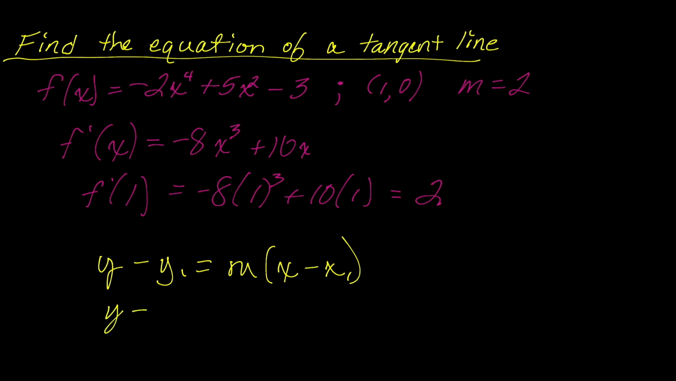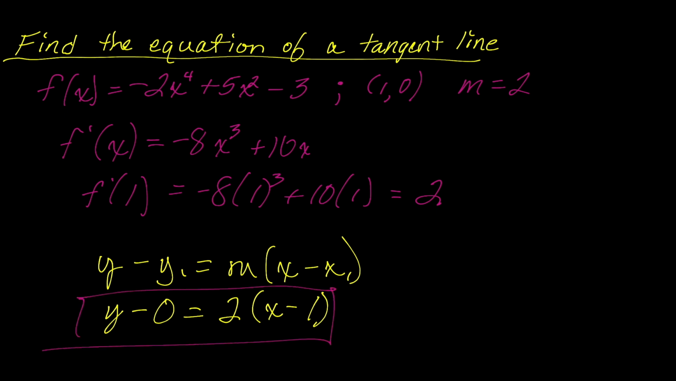So y minus 0, where's that 0 coming from? This 0 is coming from this 0. And that is equal to the slope. What's my slope? 2. I just figured it out here. So in place of m, I'm going to put 2. And then I'm going to go and get the x-coordinate. So the x-coordinate of the given point happens to be 1. So I'm going to put a 1 here. So 1. And that, sports fans, is a good enough answer in my book.